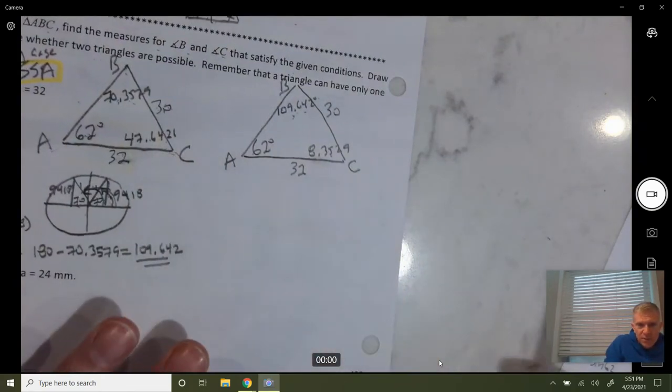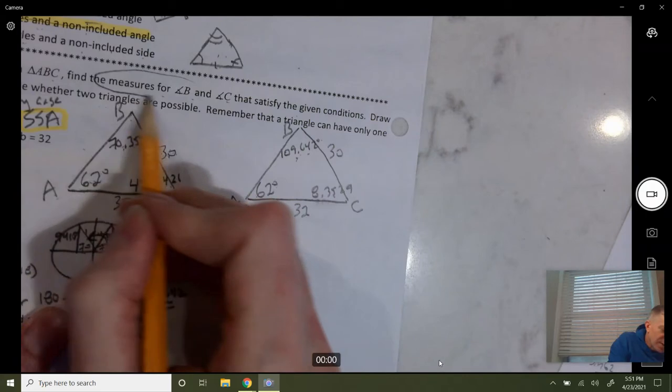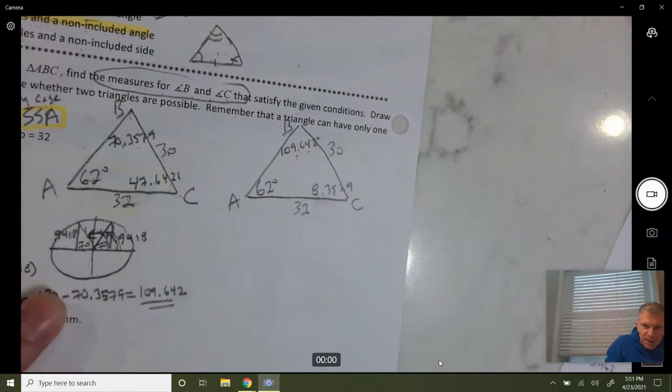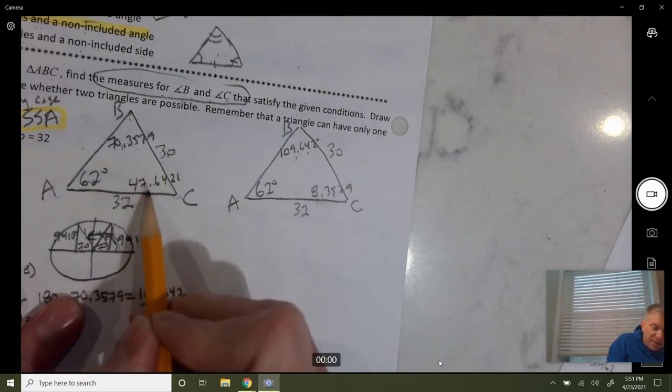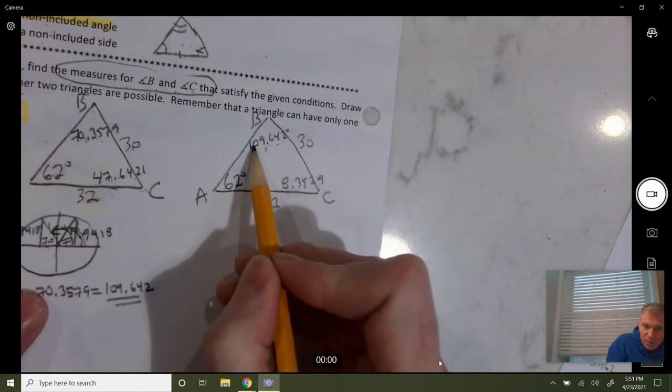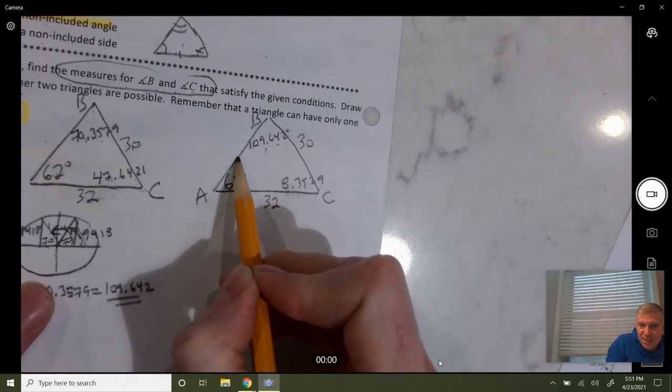So we haven't completely solved the triangle, but it didn't ask us to. It said find the measures of angles B and C that satisfy the condition. There are two answers. This triangle, B would be this and C would be this. This triangle, B would be this and C would be this. If you had to solve for side C, you could.